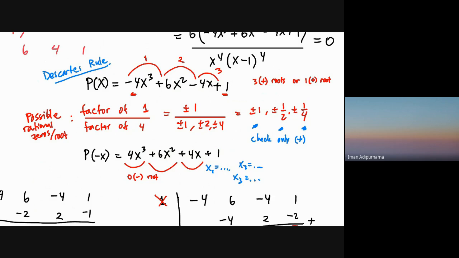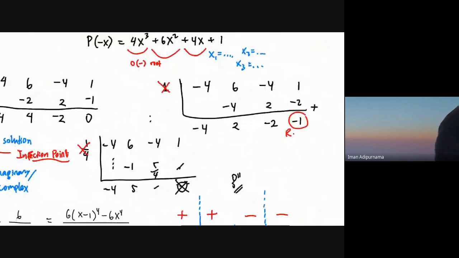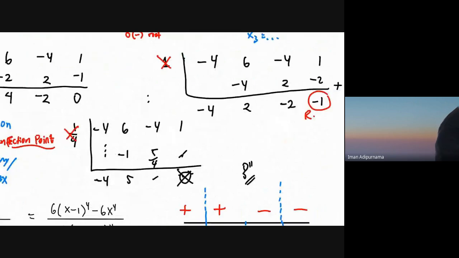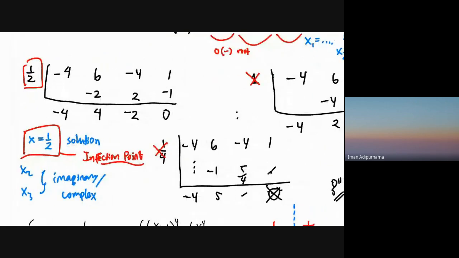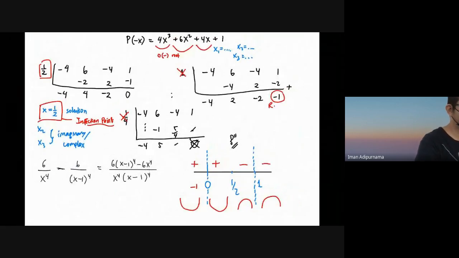So we check synthetic division here. Checking 1 is not correct. And maybe we want to check 1/4 first, and it's not correct. And then you get the answer at x equal half, and that will be our inflection point. Okay, I think we already have all the information that we need, and we can switch to draw the graph. You sketch the curve.